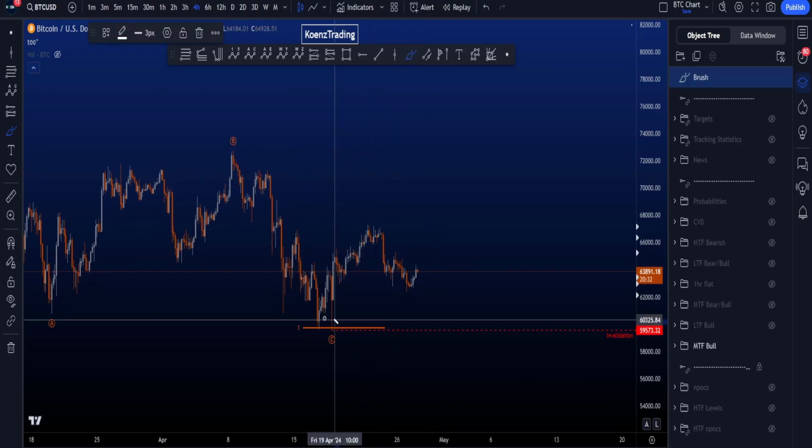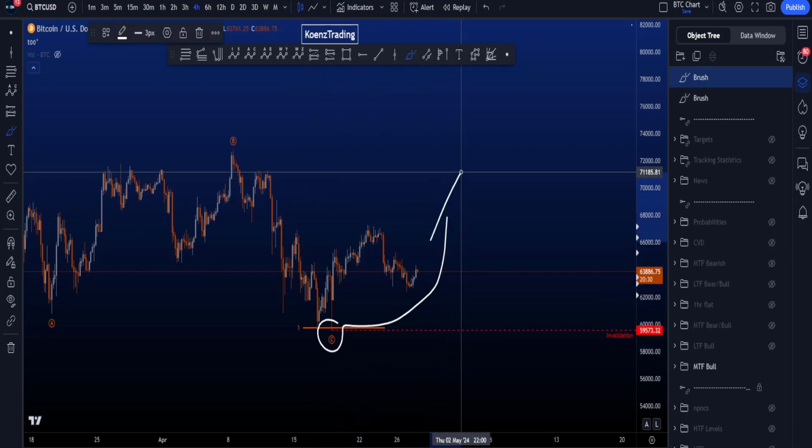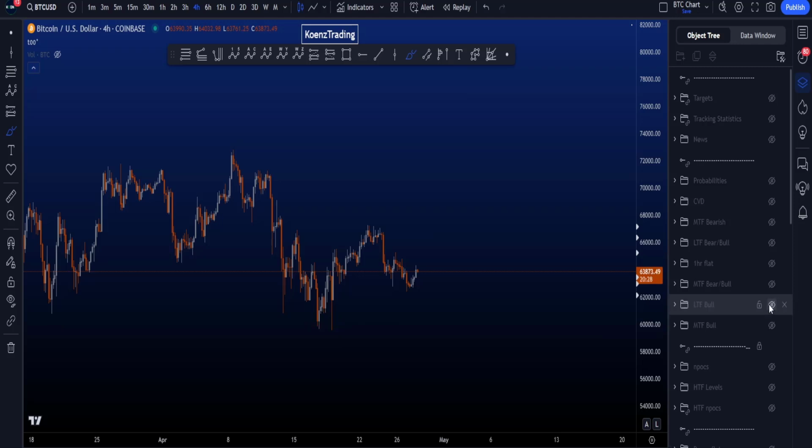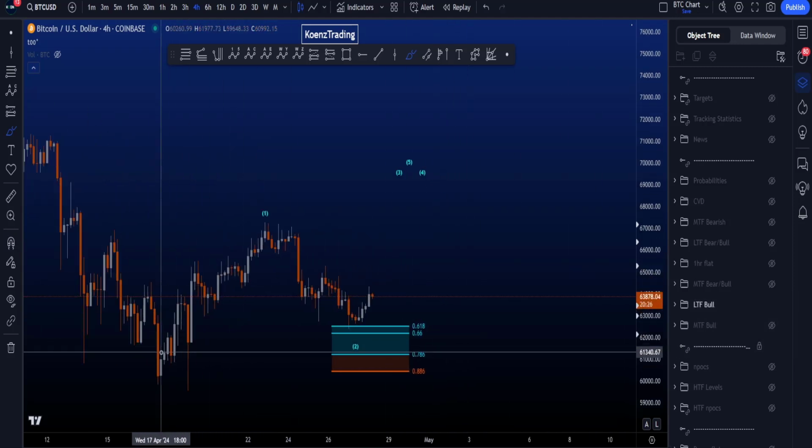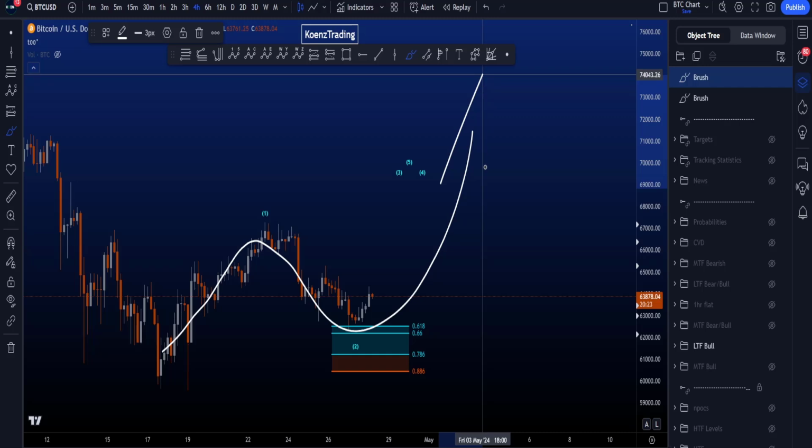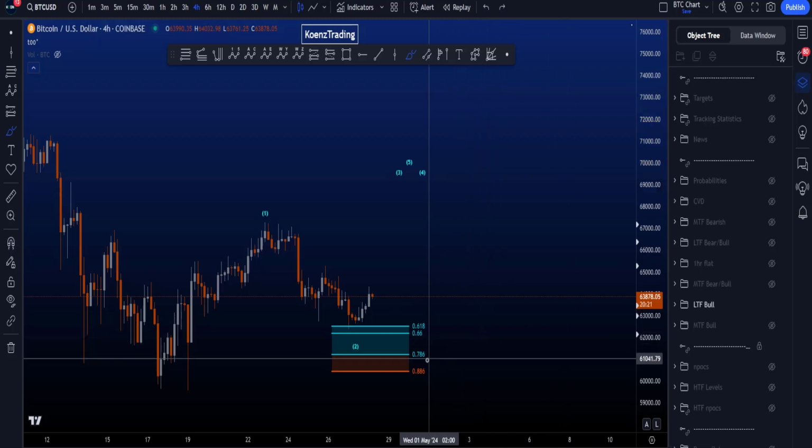This low is now the invalidation for the very bullish scenario as we look for continuation to the upside, meaning that more locally we want to count a wave 1, 2 and eventually a bigger wave 3 towards the upside.